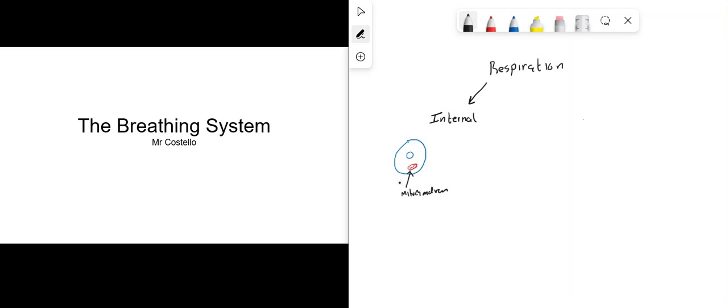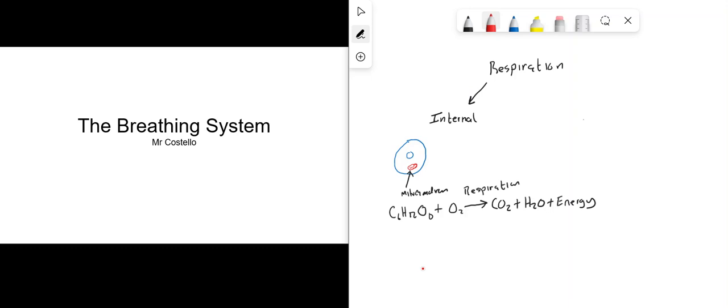So the mitochondrion, and if we remember, in order for respiration to happen, we need glucose, which is C6H12O6, plus oxygen, which is O2, and that will give us CO2, carbon dioxide, plus H2O, which is water, plus energy. So this is what's called respiration, internal respiration.